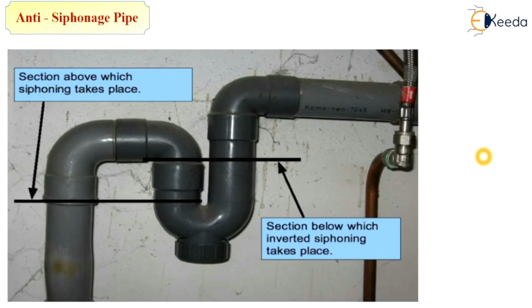So this is the typical diagram of an anti-siphonage pipe, which is connected to this U-shaped pipe or trap. The section above, in this part, is where the siphonic action takes place, and the section below, in this particular part, is where the inverted siphonic action takes place.